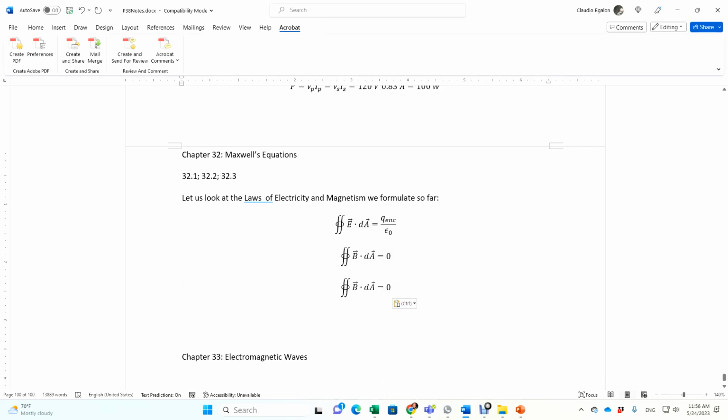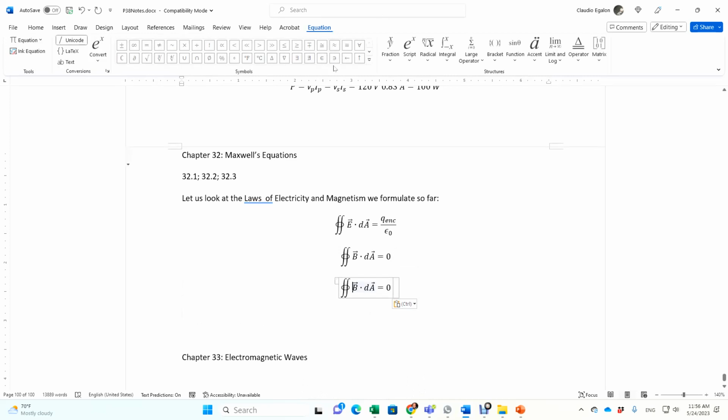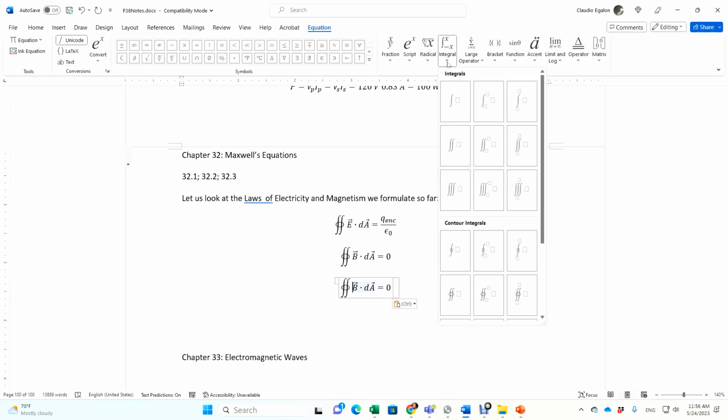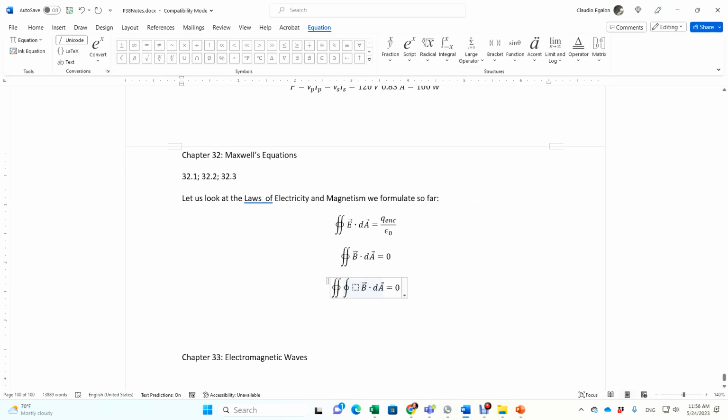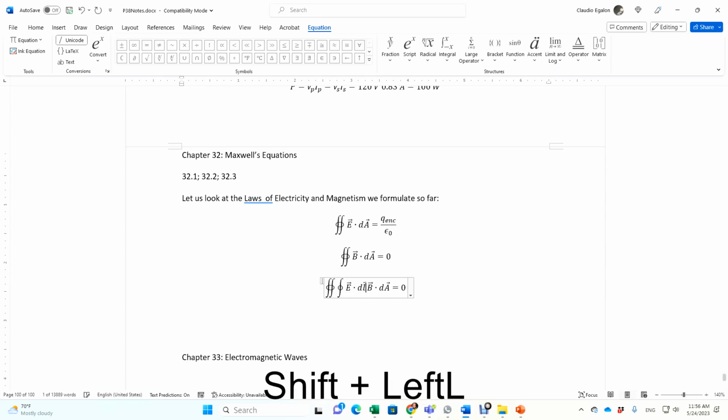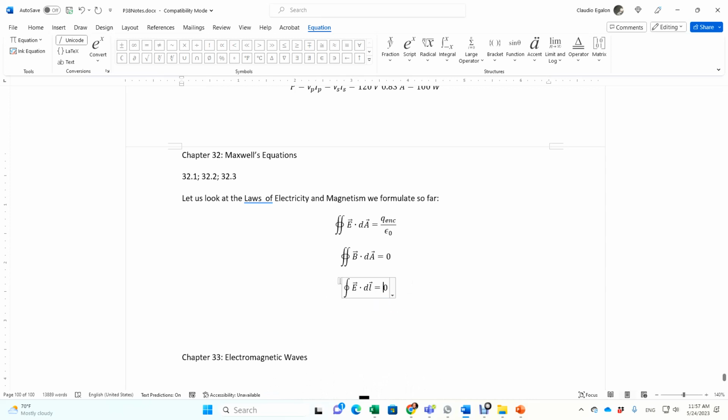But they are not a surface integral, they are a line integral over the path. I'm going to put E dot dL, which is the law of electromagnetic induction, equal to minus d phi B, dt.